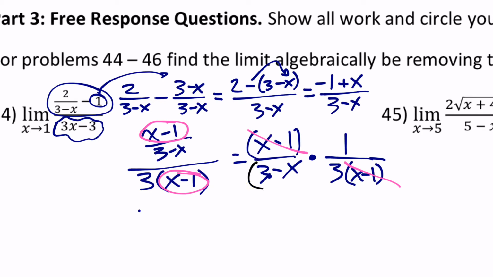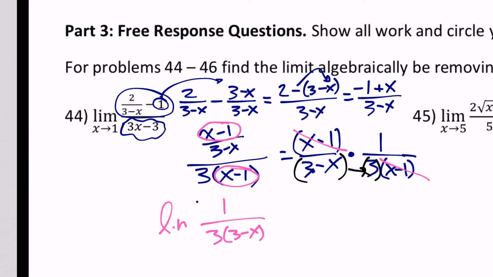So I'm left with just that 3 minus x denominator times that 3 right there, and I'm just left with a 1 in the top. So this just becomes 1 over 3 times (3 minus x) like that. And now we can finally plug in our limiting x value, the 1, and I get 1 over 3 times (3 minus 1), which means I get 1 over 6.